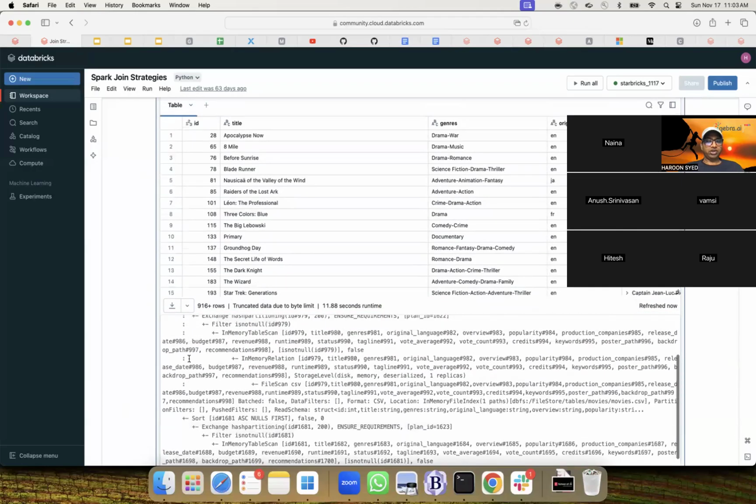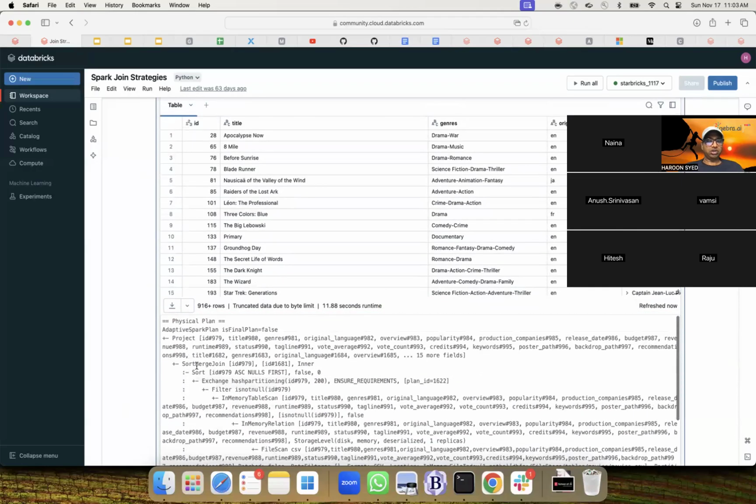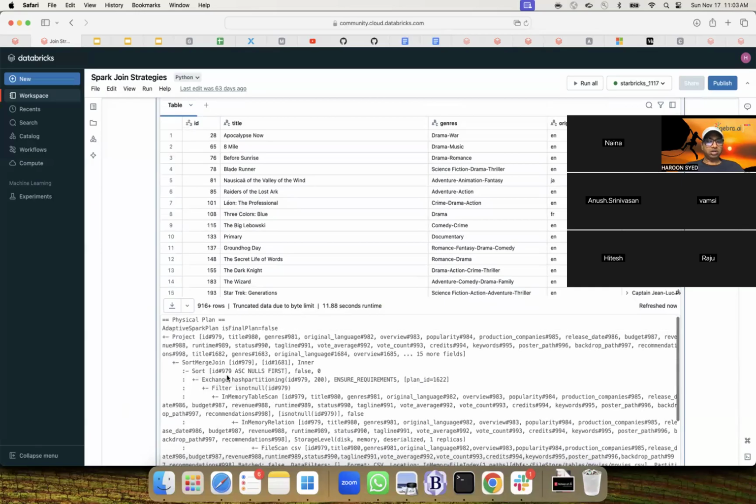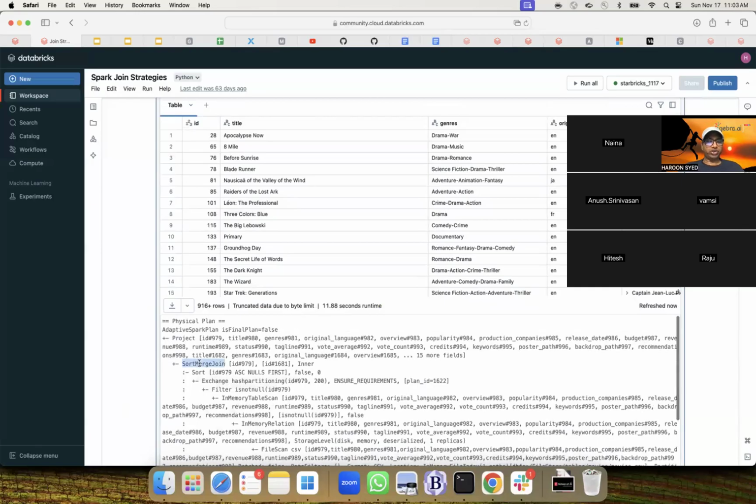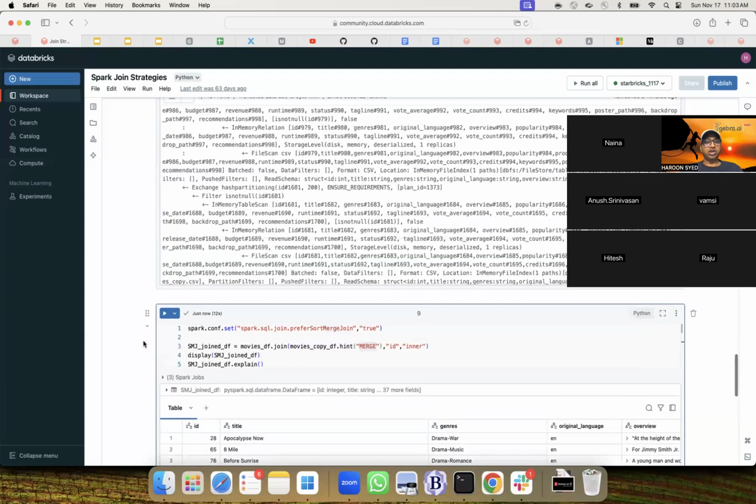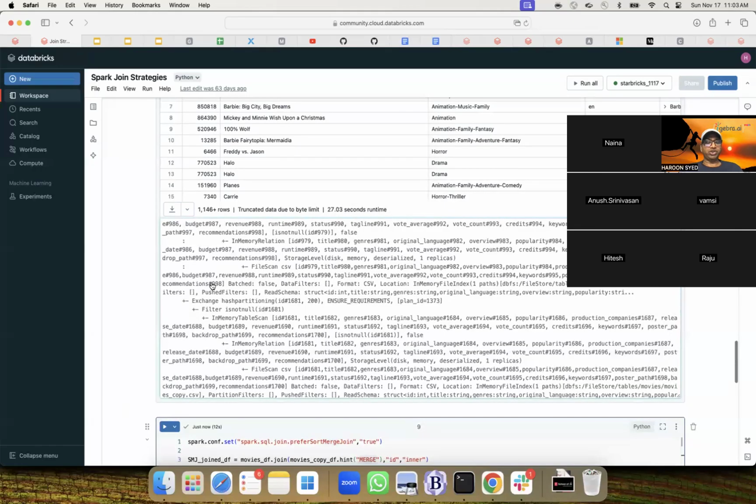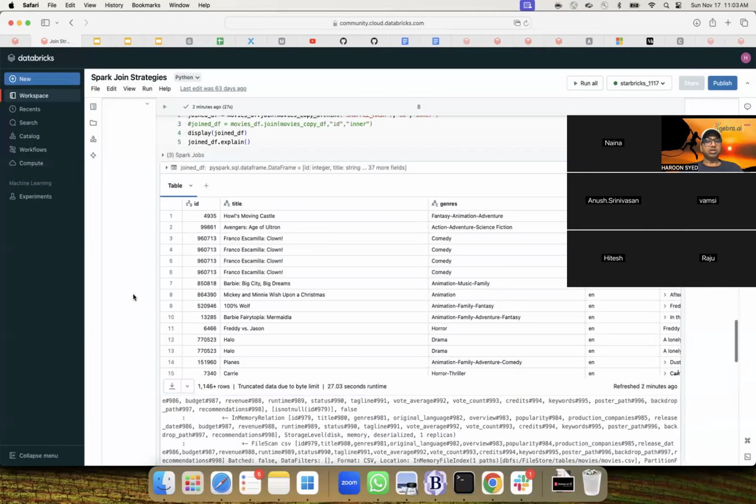So here, if you see, it should show, where is that? Yeah, sort merge join. Okay, it's the same data set, but we are forcing it to use different strategy. Here, sort merge join, we said use. Here we said use shuffle merge join. Okay.